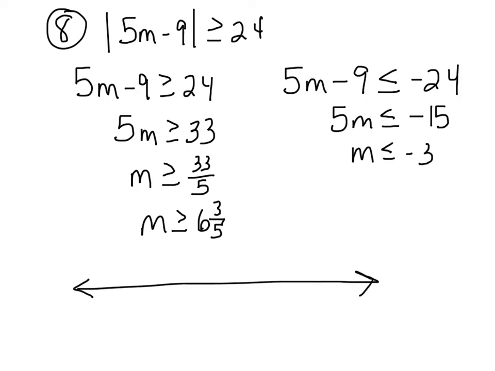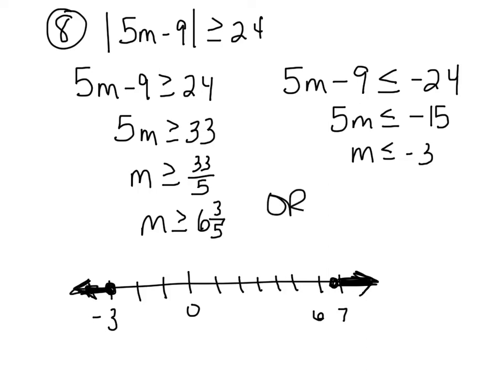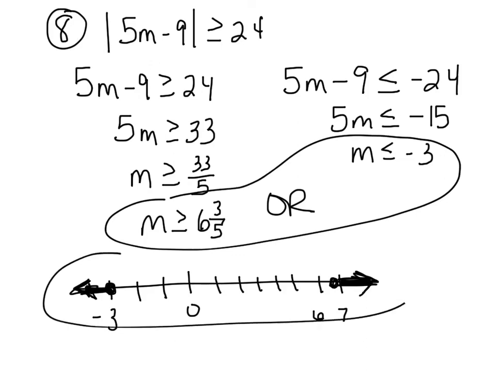So if we graph this, negative 3 is here. We'd have a closed dot. 1, 2, 3, 4, 5, 6, 7. 6 3/5 would be about right here. And since we are shading the region greater than 6 3/5 and less than or equal to negative 3, you would shade the region outward because it's greater than 6 3/5 and less than negative 3. Therefore, this is an OR problem. That is your answer, and so is that.